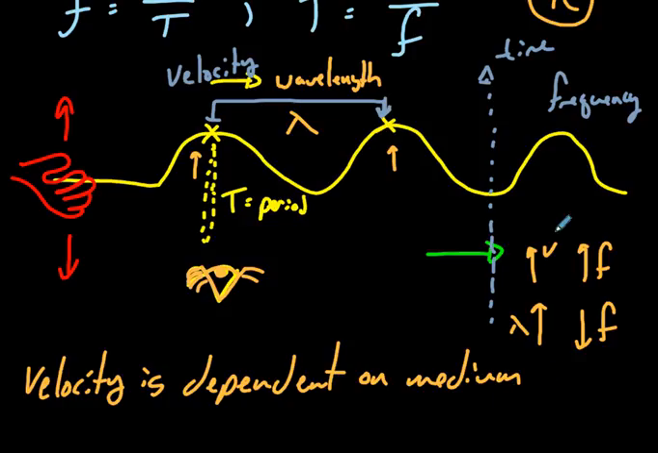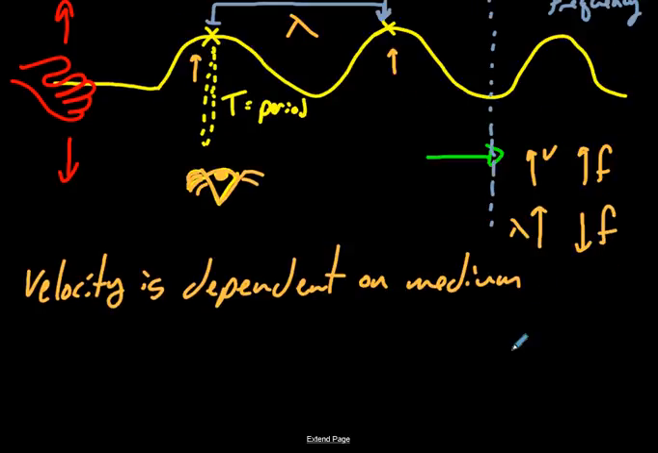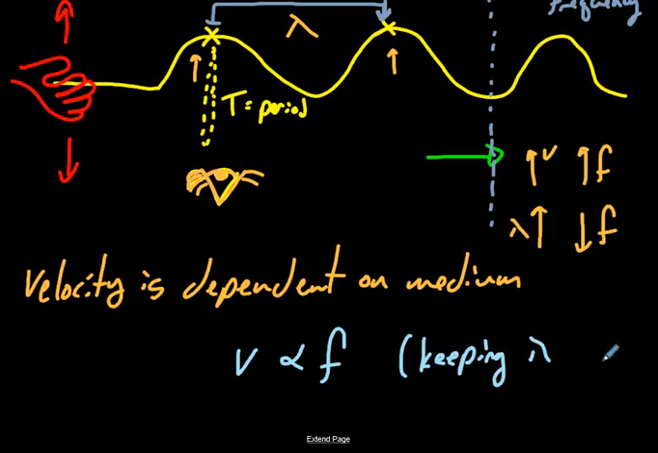So we have a relationship between wavelength, velocity, and frequency. Let's see if we can write some little helpers to say that. We could say velocity is proportional to frequency. You raise one, you raise the other, keeping all other things equal. You have to make sure you say that: keeping wavelength constant. That should make sense to you.